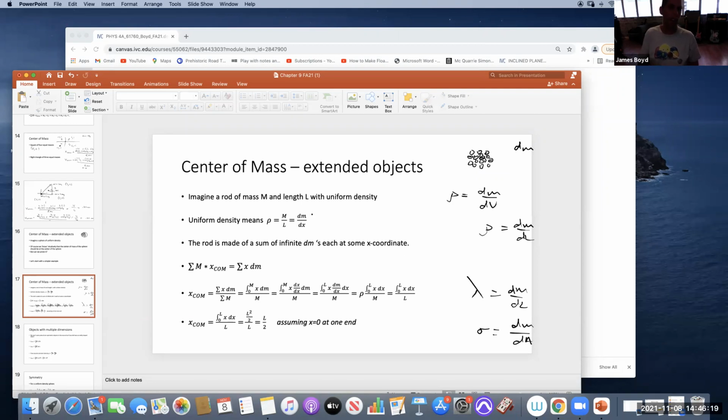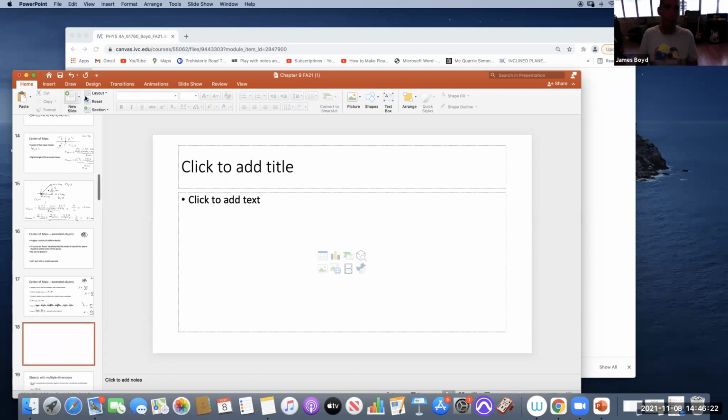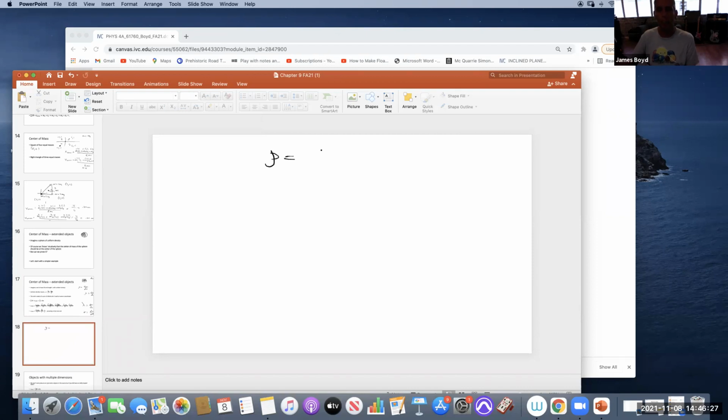But let's now imagine that we have a rod. We know that this rod has a uniform density, so we know that dm over dx, mass over length, is constant. The actual way to find the center of mass of this rod, where the rod has length L, is to take the sum of the masses times the x is equal to the sum of the x's times dm.